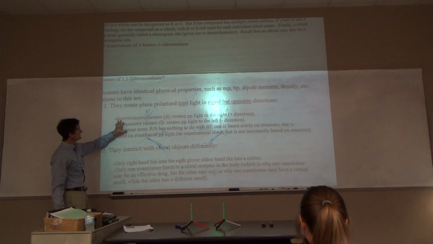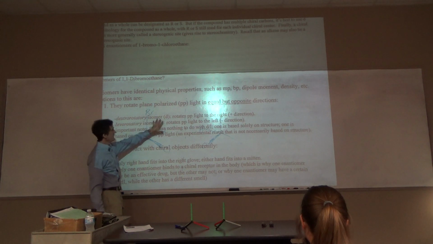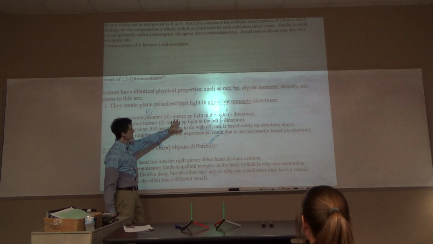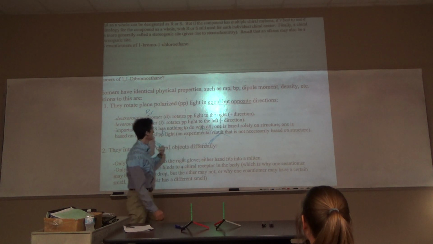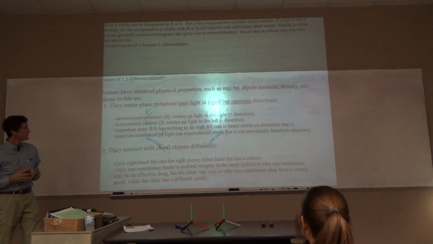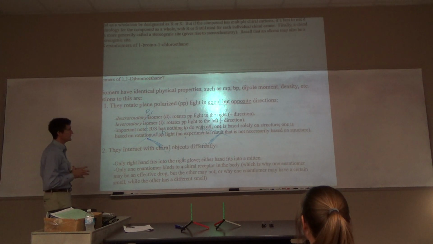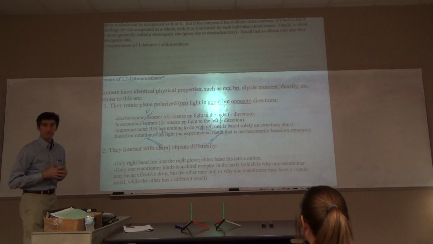Let's look at this a little bit. Dextroisomer. That's the enantiomer that rotates plane polarized light to the right. It's also known as the positive direction. That's called dextrorotatory isomer, or D. Okay?